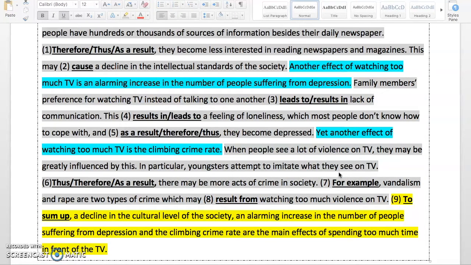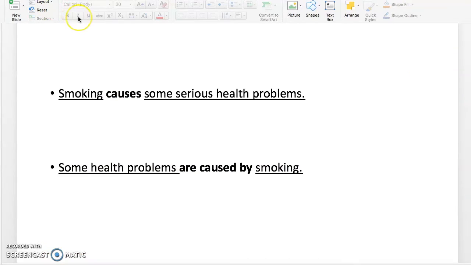In the 7th blank, we have for example. The writer gives an example here. And after for example, we have our comma and then a full sentence. Let's remember, what else can we use instead of for example? For instance, or to illustrate, right? And in the 8th blank, we have result from. Here, I would like to draw your attention to a detail which may be a bit confusing. The differences between cause and caused by, and the differences between result in and result from.